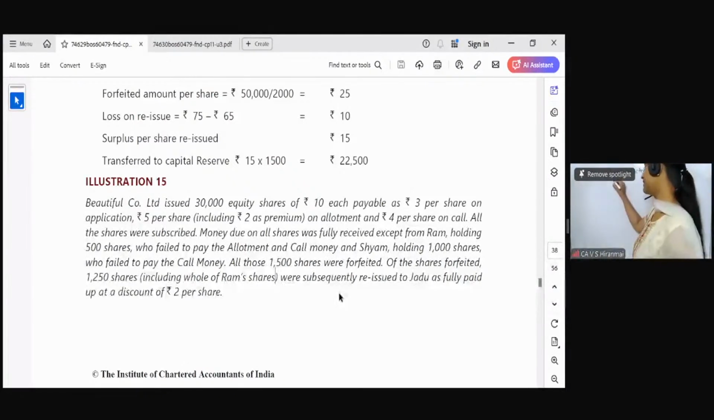Now I am writing it here. And when I remove that particular, stop the screen sharing, you will see 30,000 equity shares at 10 plus 2. And it is divided as on application 3, on allotment 5, and 4 rupees on call. So it comes to 12. The moment there is a premium, I should show the breakup. So I am writing under allotment the 5 rupees within brackets 3 plus 2. This is the basic presentation I need to do. Please see here.